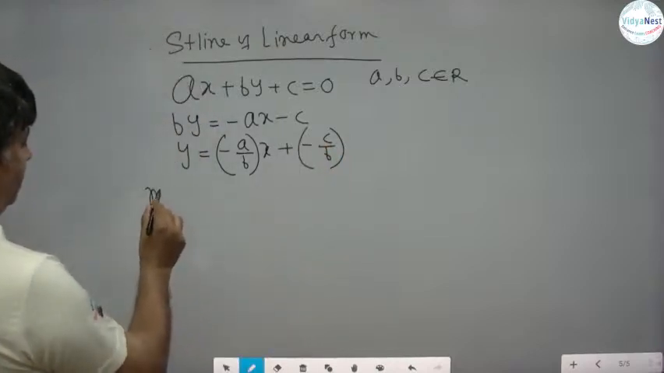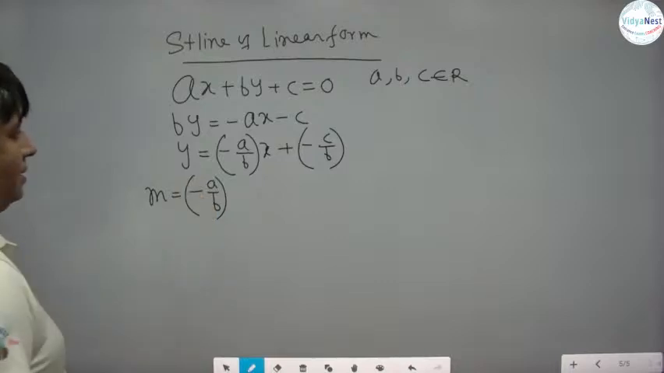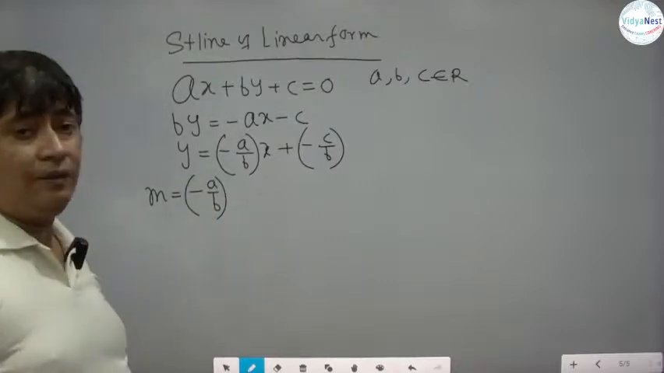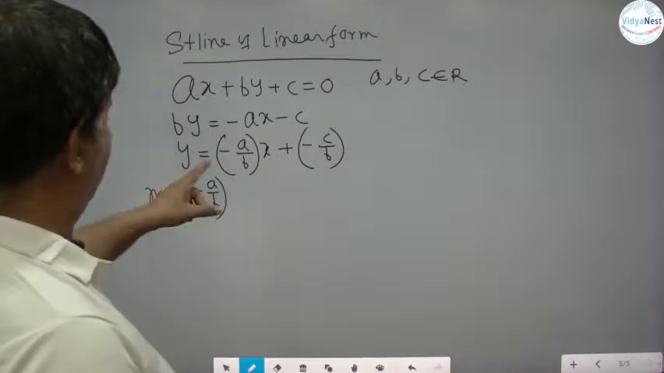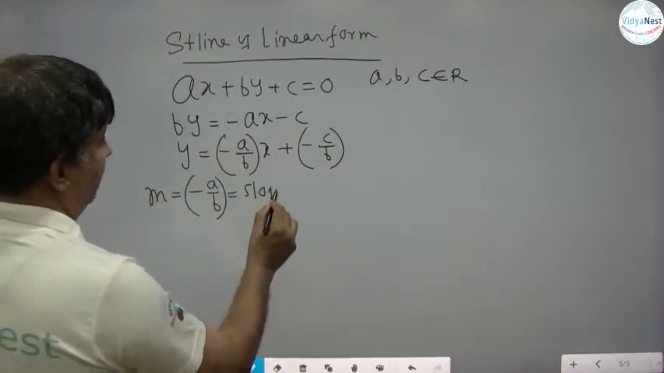Here, m is minus a by b. Okay, so this is the slope of this line.